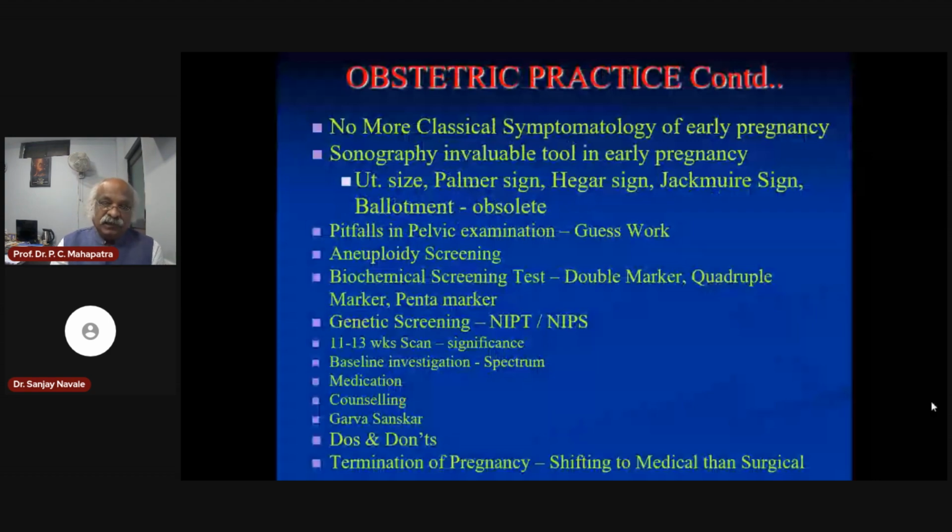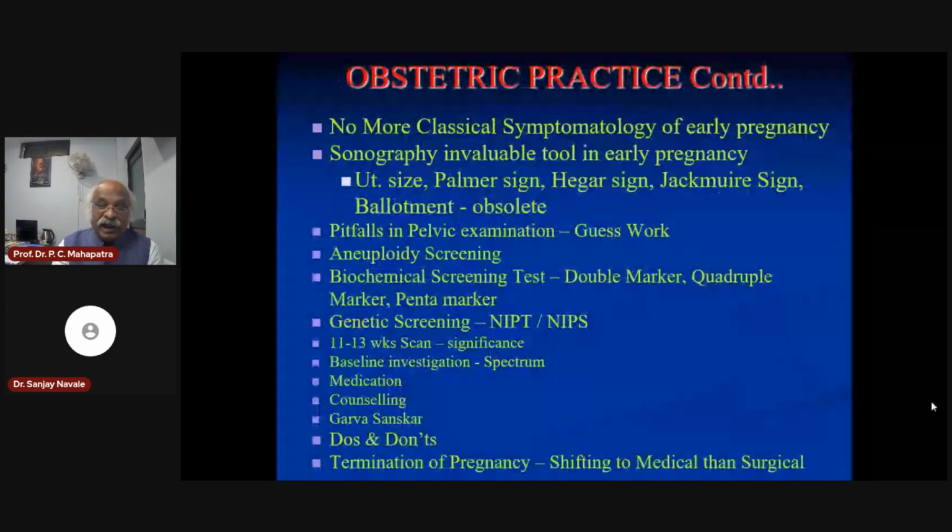Now, important is the 11 to 13 week scan. There is a lot of significance for that. There's also a change when the sonography came and obstetric sonography evolved. I've seen the evolution of obstetric sonography, where we were teaching that if at all sonography is essential, one scan during pregnancy is necessary. That is an anomaly scan during 18 to 20 weeks. At that time it was recommended. Then there is a reverse of the pyramid.